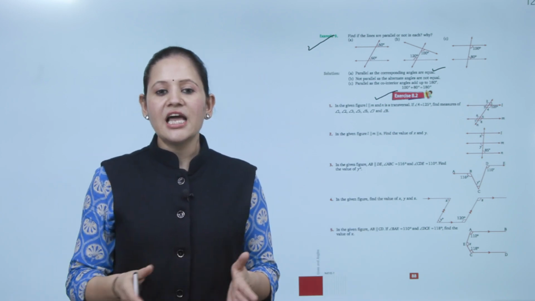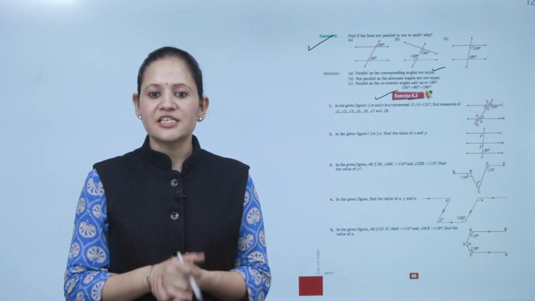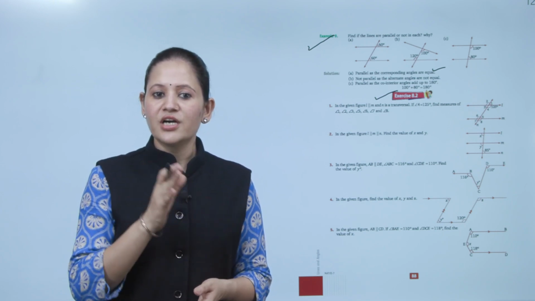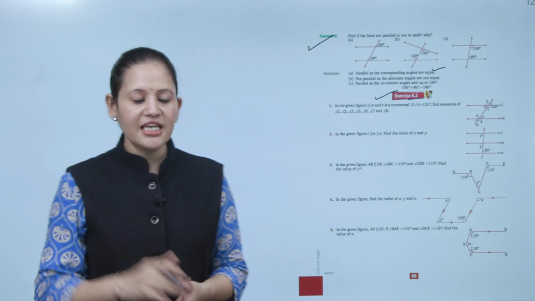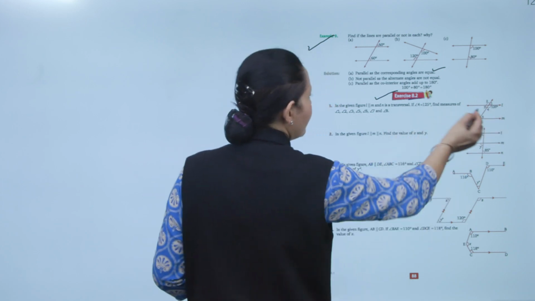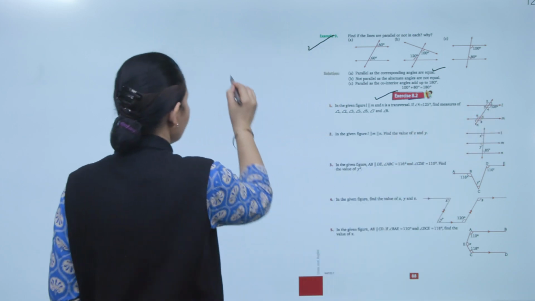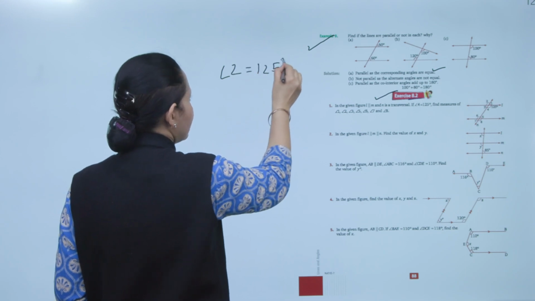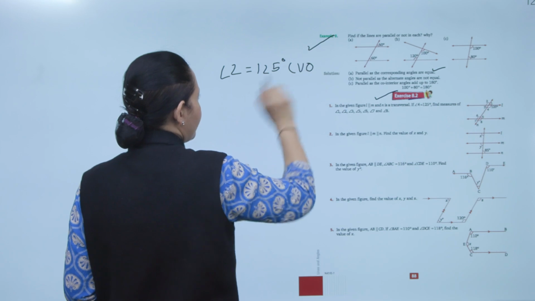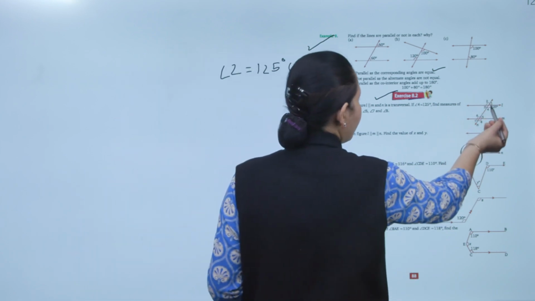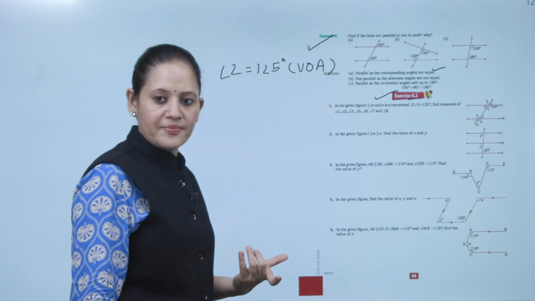In the given figure, L is parallel to M and N is the transversal. Angle 4 is given 125 degree. Find the measure of angle 1, 2, 3, 4, 5, 6, 7 and 8. So here angle 4 given है 125 degree. So angle 2 is also 125 degree, vertically opposite angles. Clear?